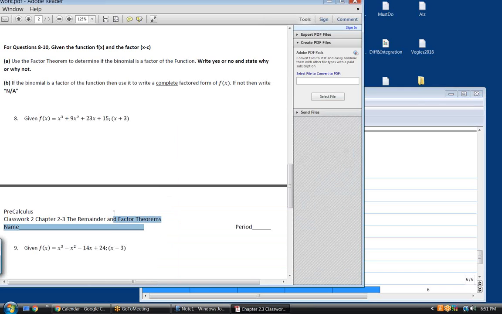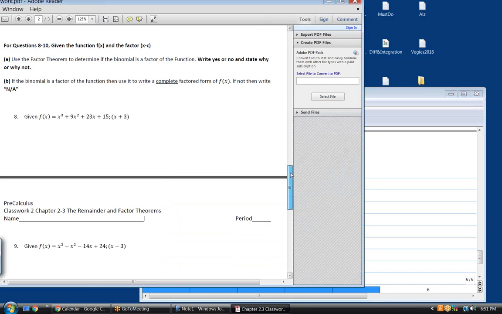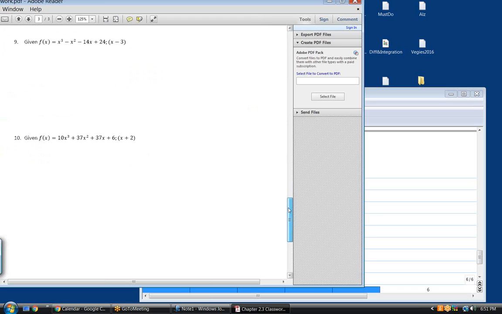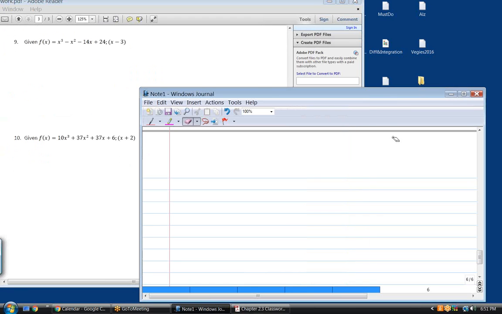Okay. And there was only one problem. No, it says 8 through 10. So they want us to do the same thing on 9. Okay, this time, let's use synthetic. I think you can kind of see that once you get comfortable with synthetic, it's easier. It's quicker. You don't have to write all those variables. Goes in the box.